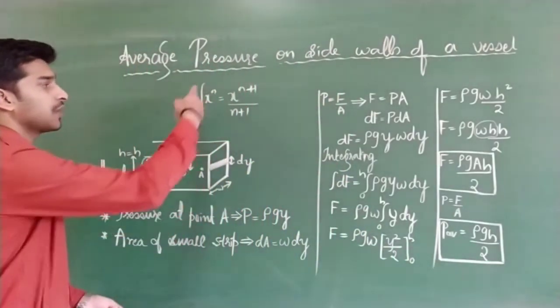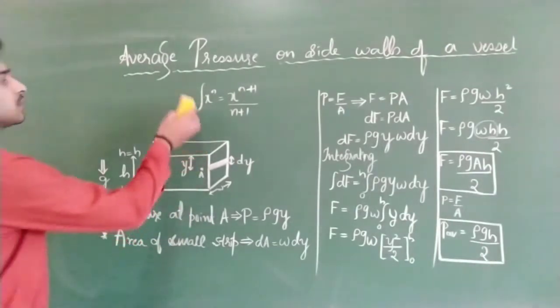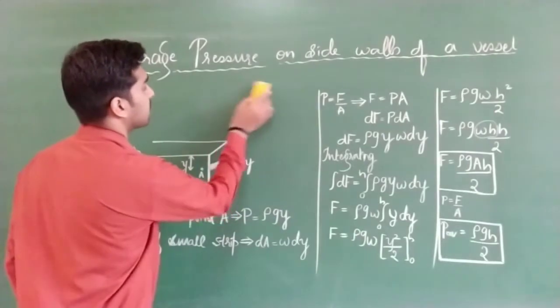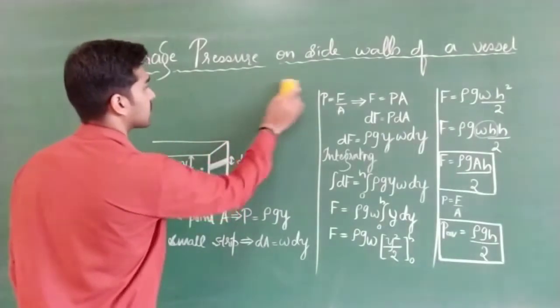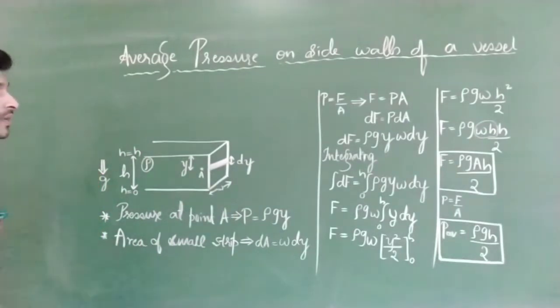Shall I erase this formula? Integral x power n is equal to x power n plus 1 whole divided by n plus 1. Okay, remember. Clear? Shall I erase the board? Shall we go to the next concept? Okay? Clear?